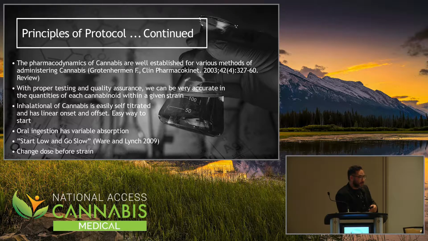We know that inhalational cannabis is easily self-titratable and has linear onset and linear offset. So you've got a 3 to 5 minute onset and a first half-life of 45 minutes to 2 hours. Usually within 45 minutes it's gone. It's very linear with inhalational cannabinoids. Metabolism doesn't really matter. Body habitus doesn't really matter. Maybe lung function matters a little bit, but that's about it.